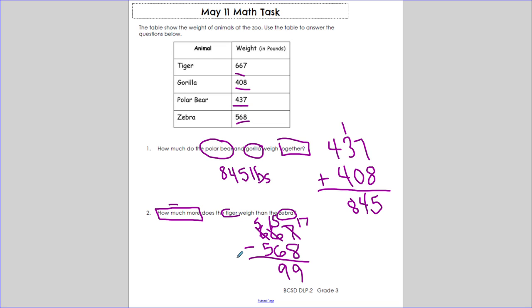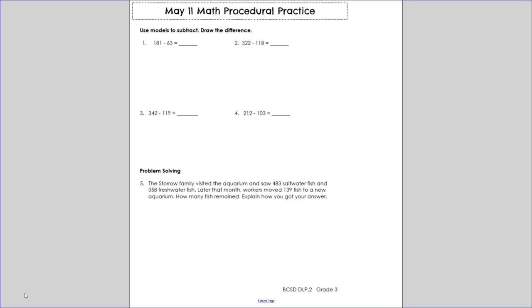Now my hundreds place, 5 minus 5. Well, that equals 0, and I don't need to put that as a placeholder. So how much more does the tiger weigh than the zebra? The tiger weighs 99, and remember this was pounds more than a zebra. All right, and then today for your math procedural practice, it says using models to subtract, draw the difference. So again, you're going to draw your answer, but remember you can't subtract going horizontally. We're more likely to make mistakes. So every time when you subtract, make sure you make it go vertical.